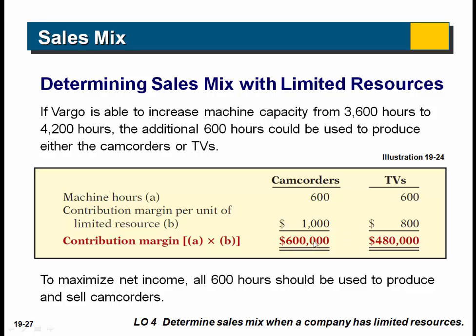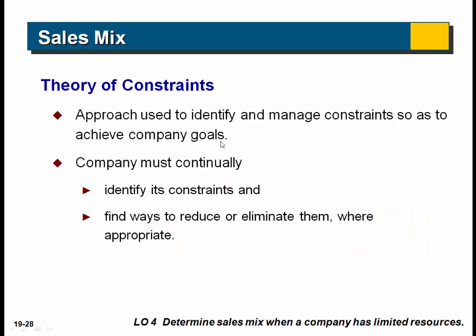Presuming there's enough demand, the profit increase by adding another 600 hours for camcorders is 120,000 more units than TVs. The theory of constraints, by Eli Goldratt, says that a company must identify and manage constraints so as to achieve company goals. In other words, they have certain restraints within the business and they have to manage against those.